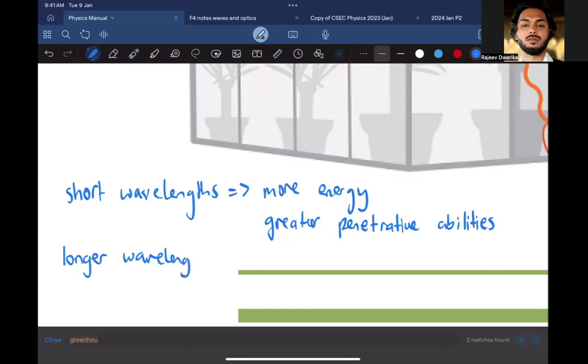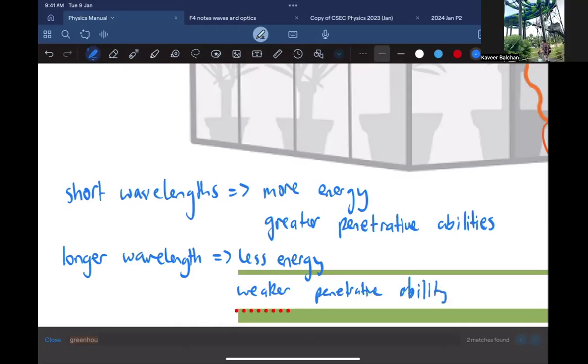Right. And if it becomes a longer wavelength, it's going to have less energy, but it's still going to be heat energy nonetheless, and it's going to have a weaker penetrative ability. So we're saying, right, Justin, that when the short wavelengths enter the car, it's going to lose energy and it's going to become longer wavelengths. And when it becomes a longer wavelength, can it now leave the car? Yes or no? No. No.